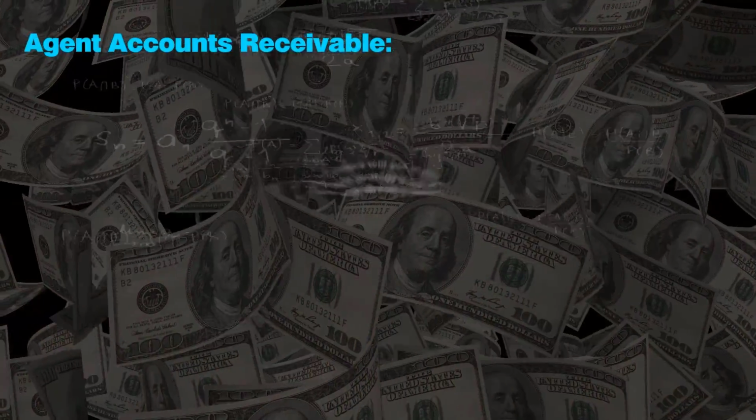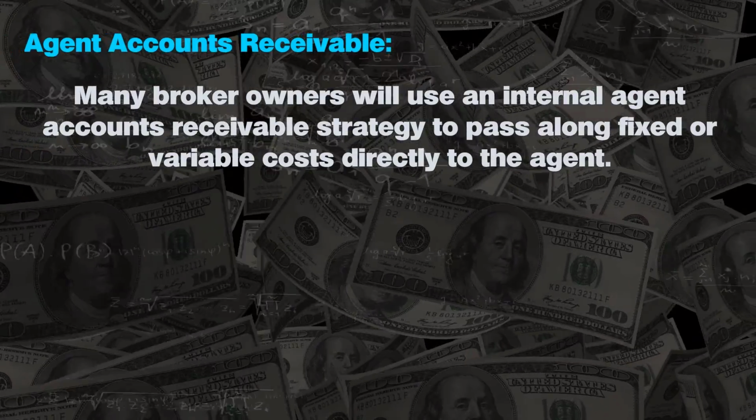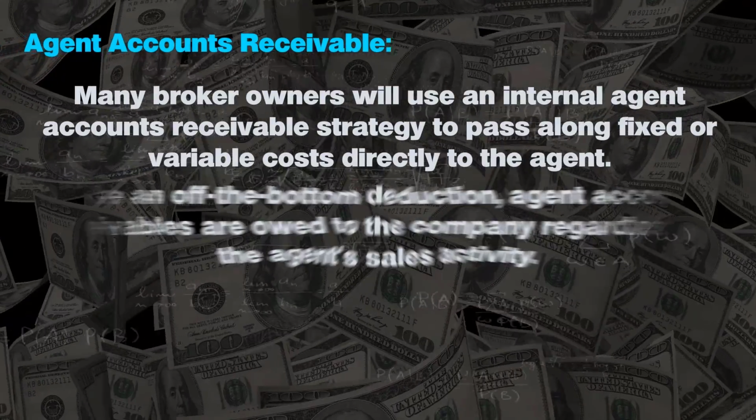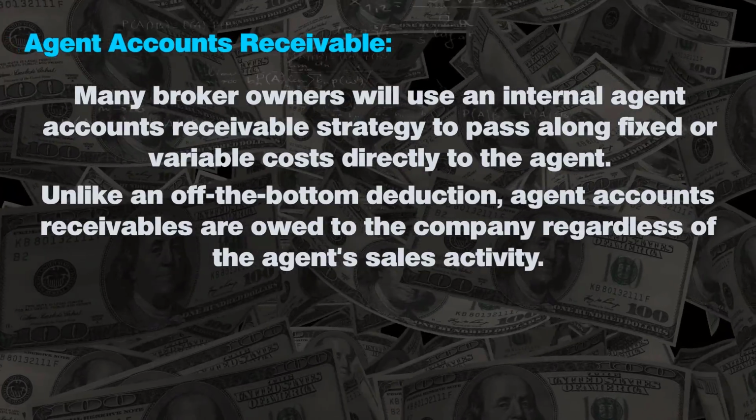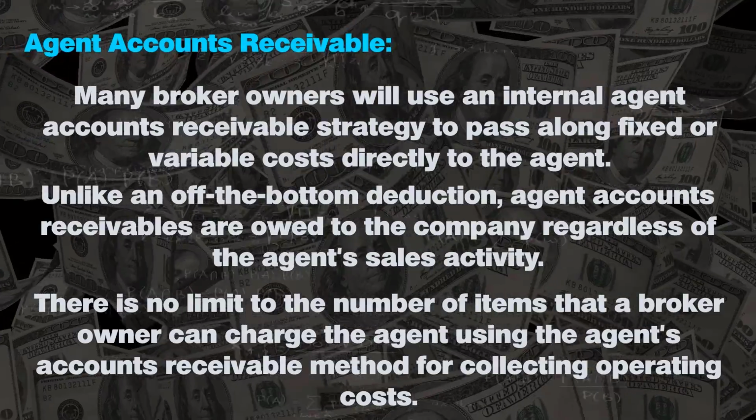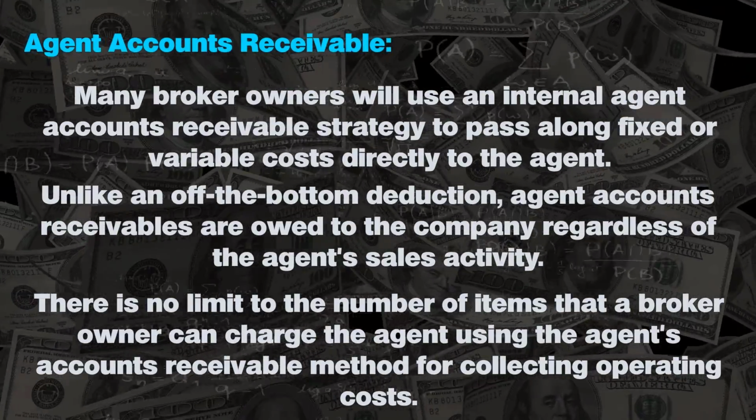Agent Accounts Receivable. Many broker owners will use an internal agent accounts receivable strategy to pass along fixed or variable costs directly to the agent. Unlike an off-the-bottom deduction, agent accounts receivables are owed to the company regardless of the agent's sales activity. There is no limit to the number of items that a broker owner can charge the agent using the agent's accounts receivable method for collecting operating costs.